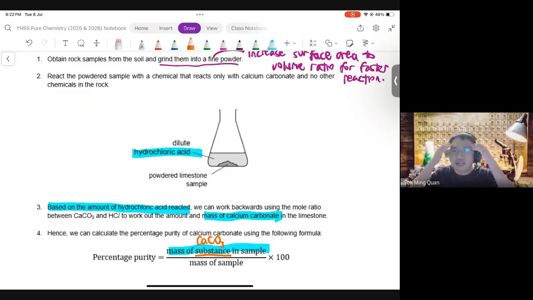So the idea really is to find something that only reacts with calcium carbonate and doesn't react with other things in the rock. After that, use mole ratio, work backwards to find out how much calcium carbonate was there in the rock. Take that mass of calcium carbonate and divide by the mass of the whole rock sample times 100. Now let's look at a worked example to make this clearer.